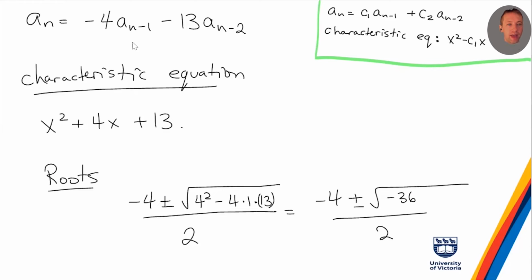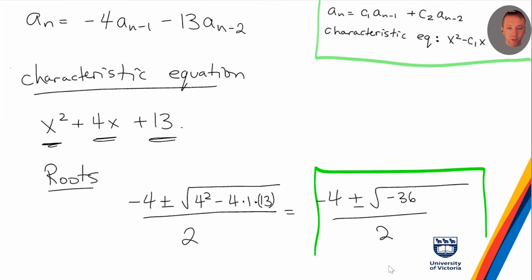So suppose I let a_n, so I've got the recurrence, a_n is negative 4 a_{n-1} minus 13 a_{n-2}. So we've now practiced this a few times. What's the characteristic equation? And you can see it's x squared plus 4x plus 13. Now, again, if we use our trusty quadratic formula, you have negative 4 plus or minus the square root of 4 squared minus 4 times 1 times 13, over 2.